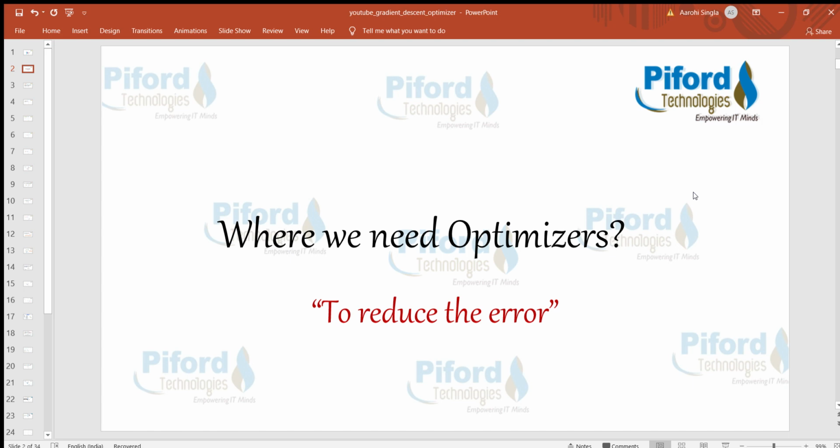So the very first thing is, as I've just told you, where we need optimizers. We need an optimizer to reduce the error. Whenever we train our network, we define a loss function so that we can measure the difference between the actual output and the predicted output. Our main goal is to reduce the error. Why do we want to know the difference between actual output and predicted output? Because on the basis of that, we will reduce the error, right? And we can reduce the error by choosing optimized values of weights. By choosing the right value of weights, our algorithm will give better results and accuracy will improve.